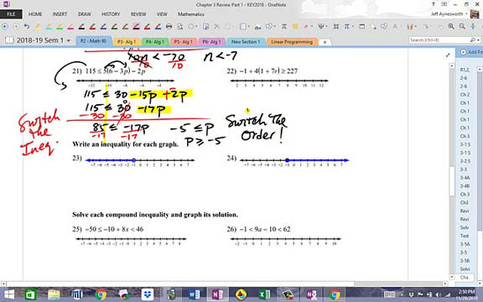Why does that make sense? Well, let me just say this. If 3 is greater than 2, that means 2 is less than 3. So if you switch the order of an inequality, or switch the numbers, you've got to switch the inequality too, to make it make sense, right?